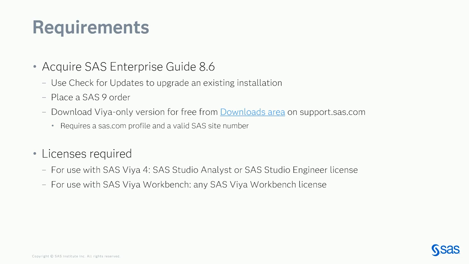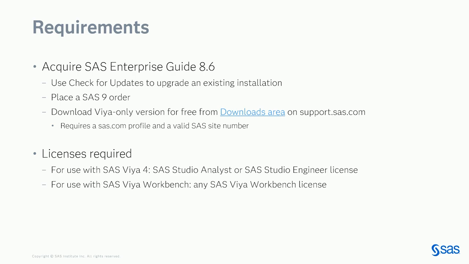And last but not least, the requirements. First, you have to acquire Enterprise Guide. If you already have Enterprise Guide installed, you can use check for updates to upgrade to the latest version, or you could place a new SAS 9 order. And I mentioned earlier, you can now download a version for free on downloads.com.